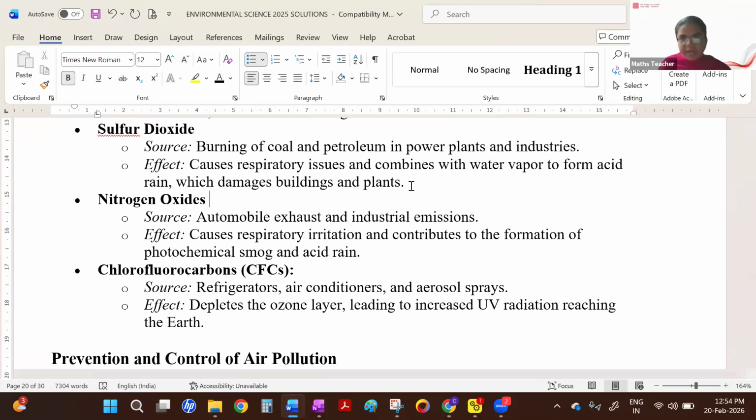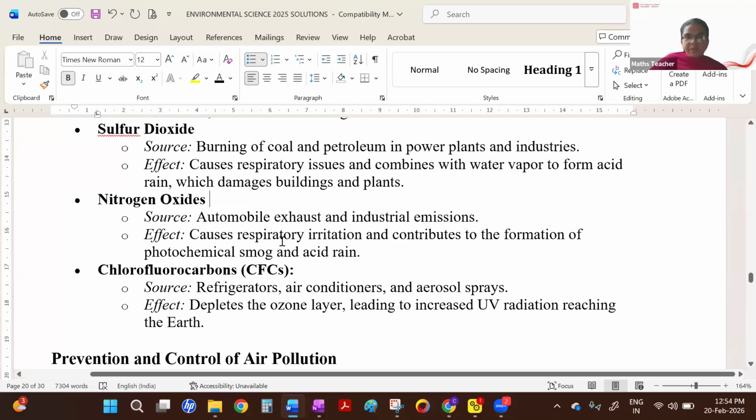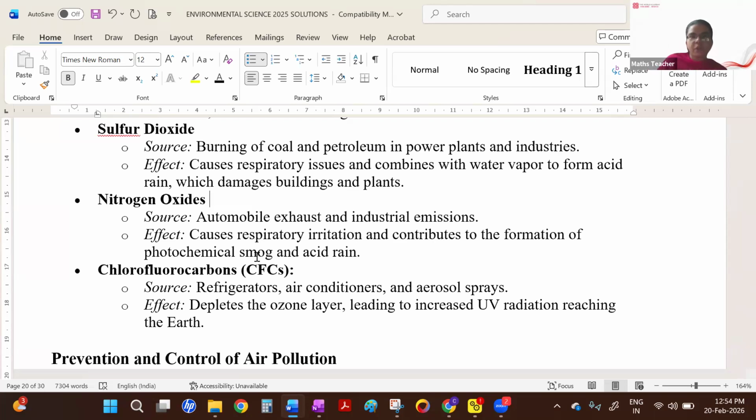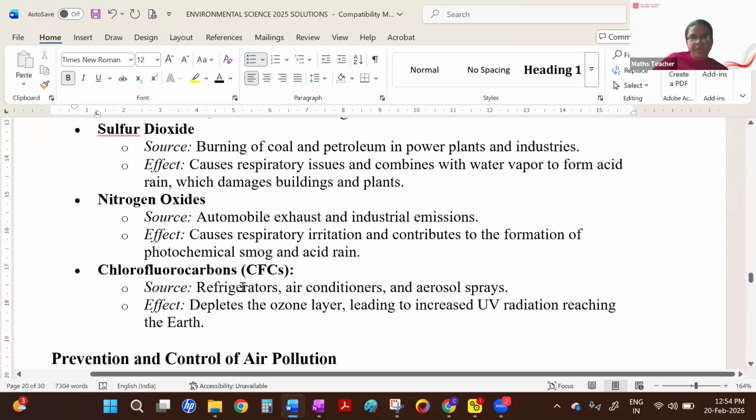And then we have nitrogen oxides. Where do we get them from? Automobile exhaust and industrial emissions. Then what are the effects? It causes respiratory irritation and contributes to the formation of photochemical smog. I've already told you, right? Smog means the combination of smoke and fog. So it causes smog and also acid rain.